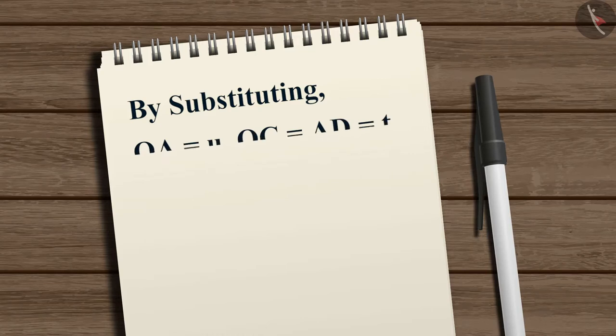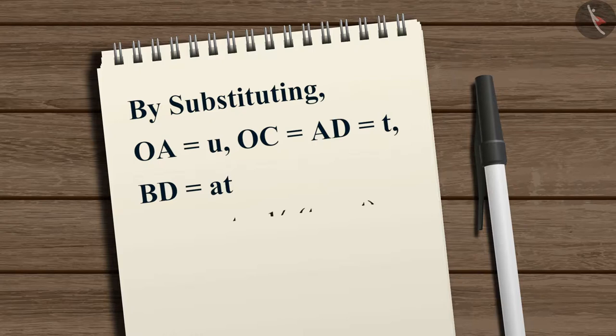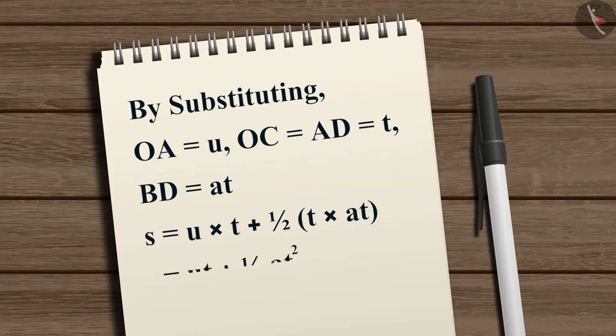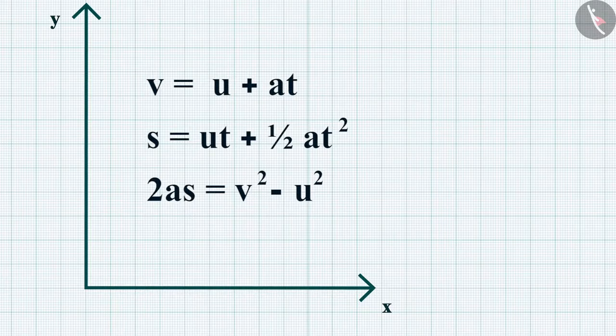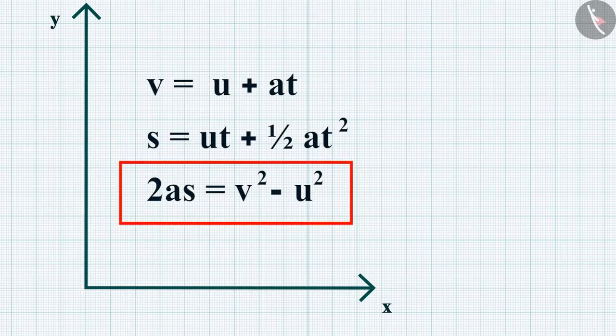By substituting OA = u, OC = AD = t and BD = at, we get s = u multiplied by t plus 1/2 multiplied by t multiplied by at, which is equal to ut + 1/2 at². Now, let's move to the third equation. The equation for position-velocity relation.